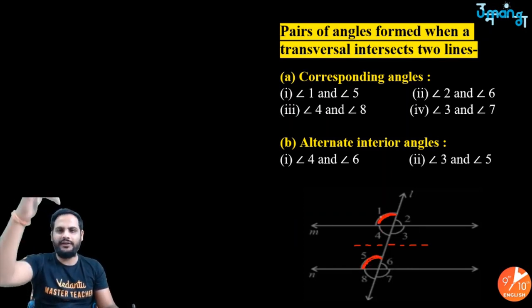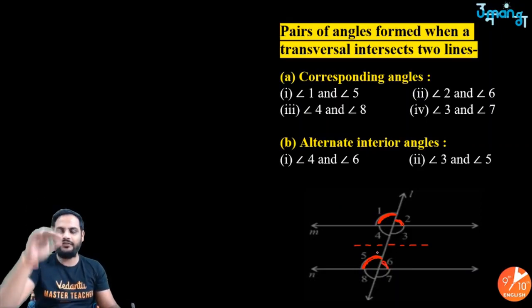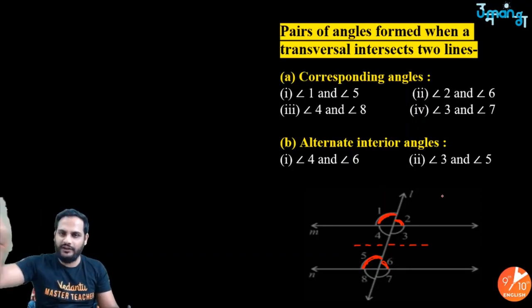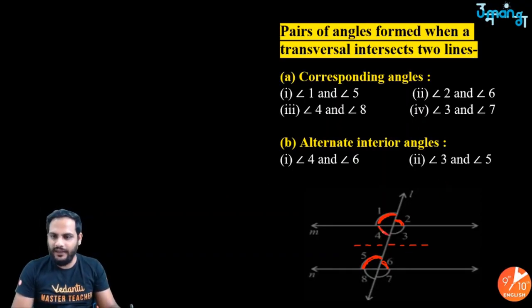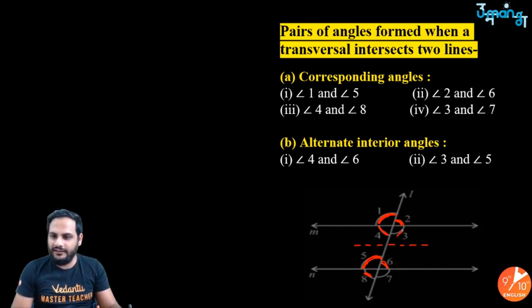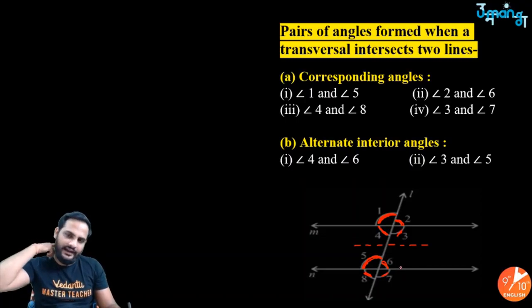They are both at the top left. Angle 2 and angle 6 both are at the top right. Okay. Angle 4 and angle 8 both are at the bottom left. Angle 3 and angle 7 both are at the bottom right? So they are exactly in the same position.